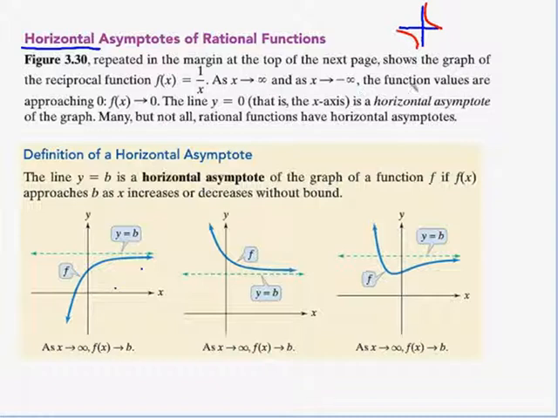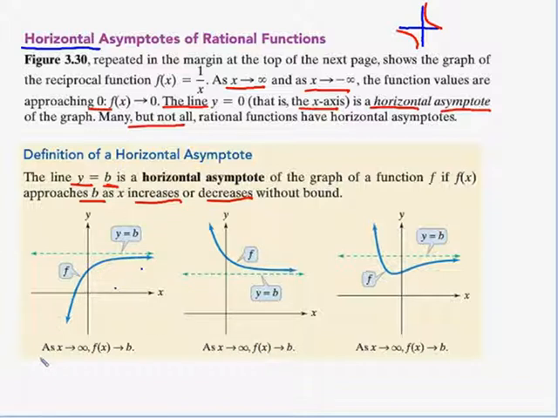It shows the graph there. As x approaches infinity and x approaches negative infinity, the function values are approaching 0. So the line y equals 0, or the x-axis, is a horizontal asymptote of the graph. Many, but not all, rational functions have horizontal asymptotes. So here's our official book definition of a horizontal asymptote. The line y equals some number b is a horizontal asymptote of the graph of the function f if f of x approaches b as x increases or decreases without bound.